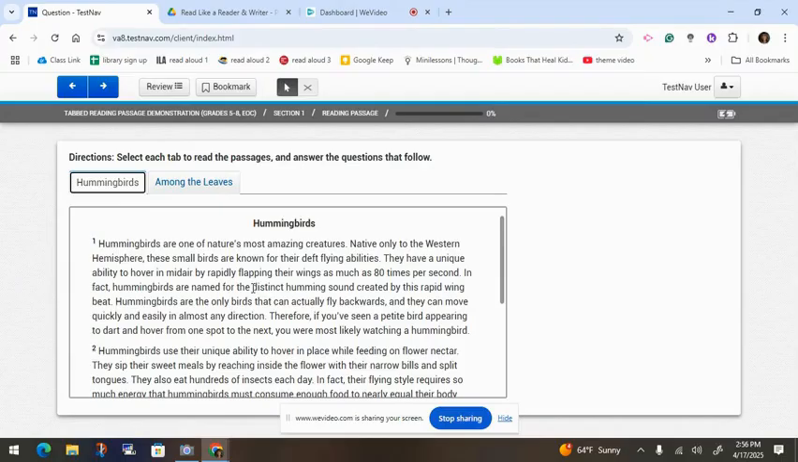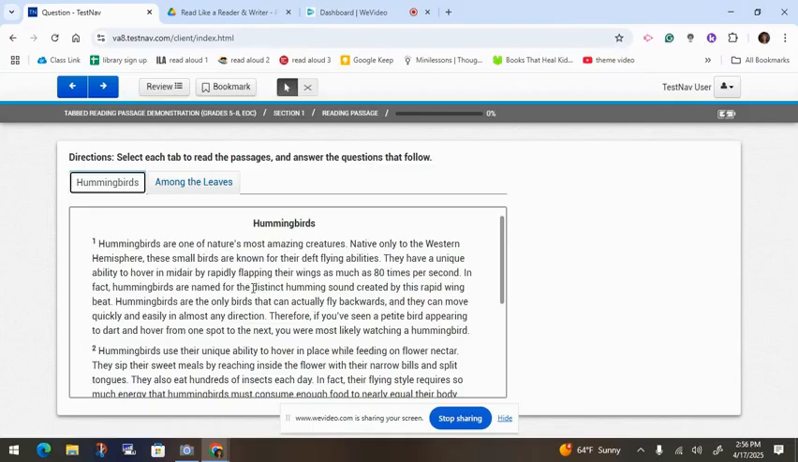Hummingbirds. Hummingbirds are one of nature's most amazing creatures. Native only to the Western Hemisphere, these small birds are known for their deft flying abilities. They have a unique ability to hover in midair by rapidly flapping their wings as much as 80 times per second. In fact, hummingbirds are named for the distinct humming sound created by this rapid wing beat. Hummingbirds are the only birds that can actually fly backwards, and they can move quickly and easily in almost any direction.